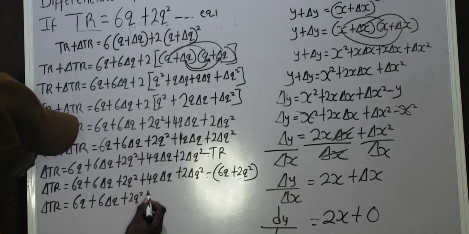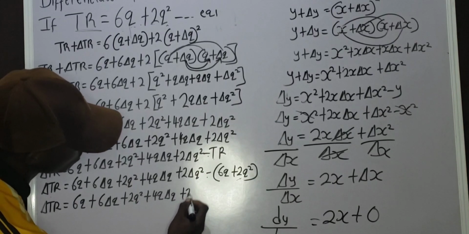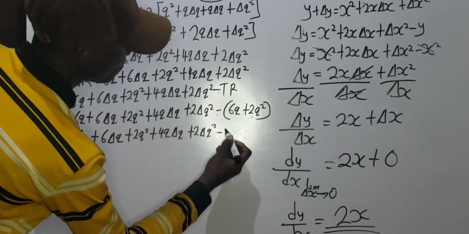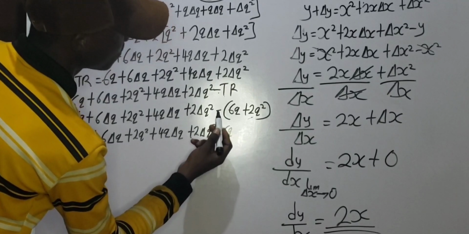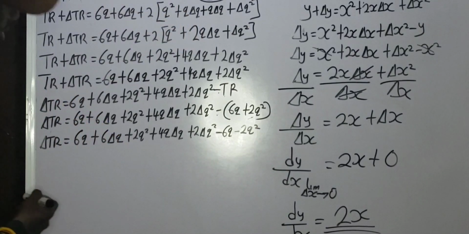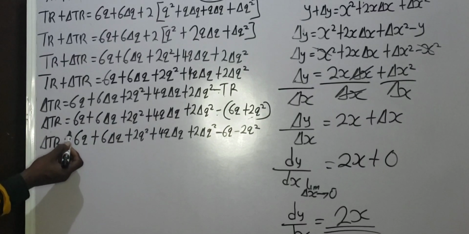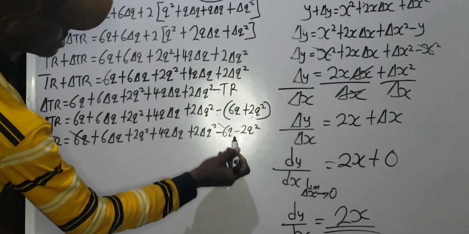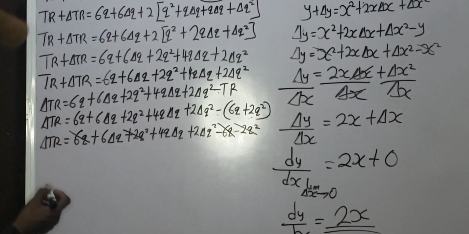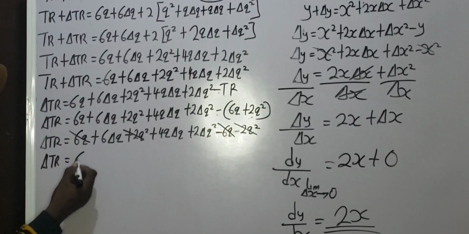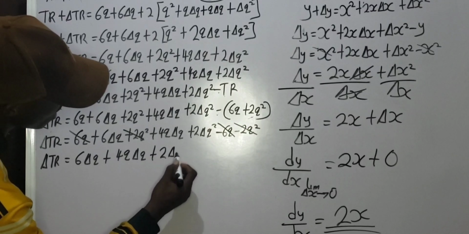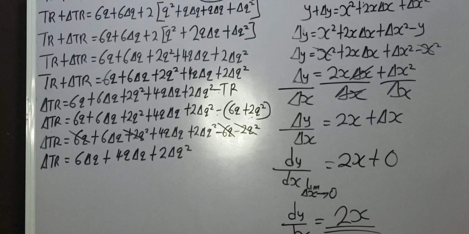For this, I'm going to have delta tr is equal to 6q plus 6 delta q plus 2q squared plus 4q delta q plus 2 delta q squared minus, you can see, negative multiplied by positive 6q will give me negative 6q. Negative multiplied by positive 2q squared will give me negative 2q squared. Do you understand? So now, look at this. I want you to pay attention. You can see that we have positive 6q and we have negative 6q. So this will cancel this. We have positive 2q squared and we have negative 2q squared. This will also cancel this. So we are left with what? Delta tr is equal to 6 delta q plus 4q delta q plus 2 delta q squared. This is what we are left with.